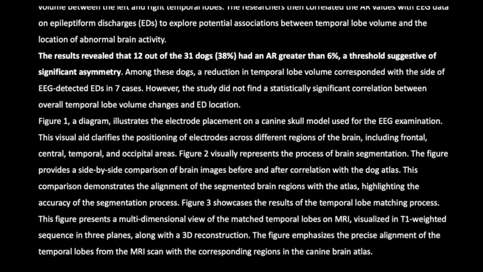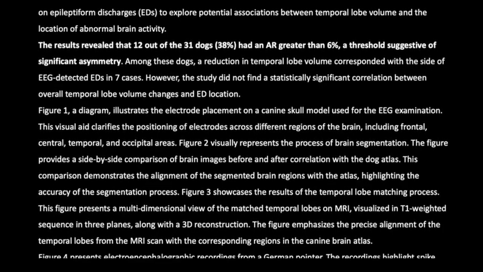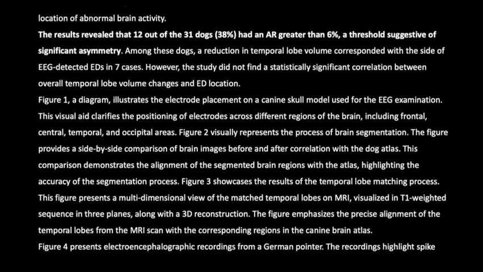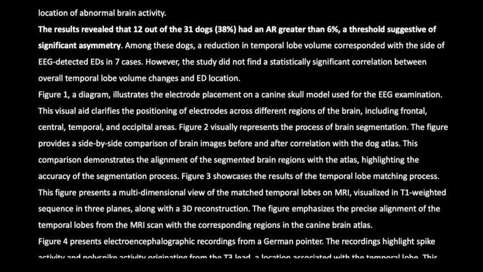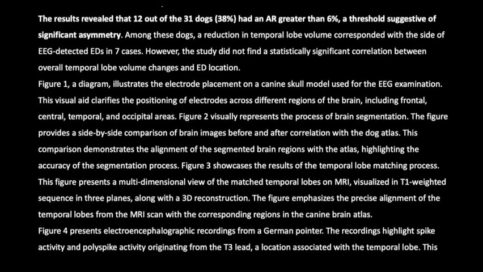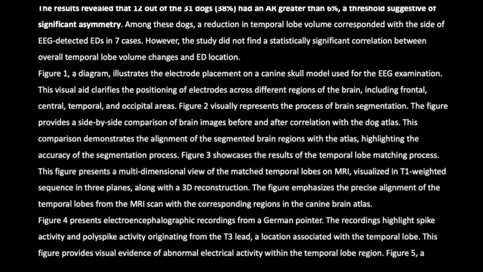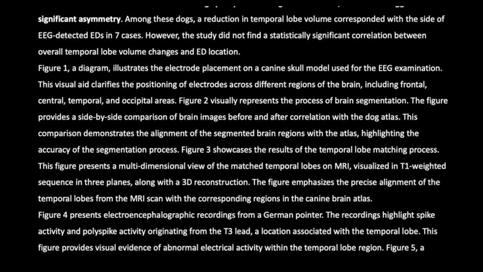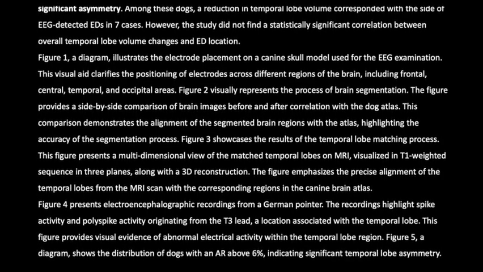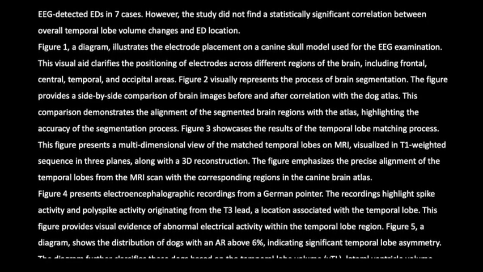This visual aid clarifies the positioning of electrodes across different regions of the brain, including frontal, central, temporal, and occipital areas. Figure 2 visually represents the process of brain segmentation. The figure provides a side-by-side comparison of brain images before and after correlation with the dog atlas. This comparison demonstrates the alignment of the segmented brain regions with the atlas, highlighting the accuracy of the segmentation process. Figure 3 showcases the results of the temporal lobe matching process.